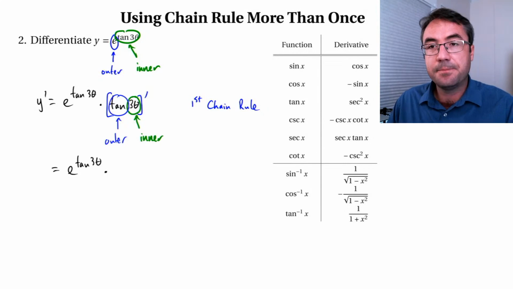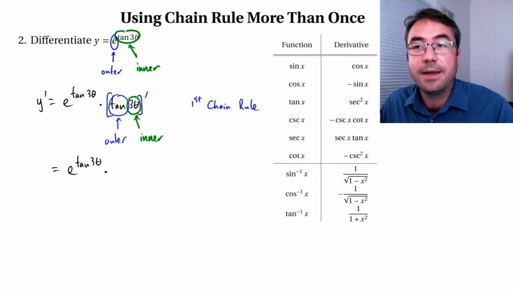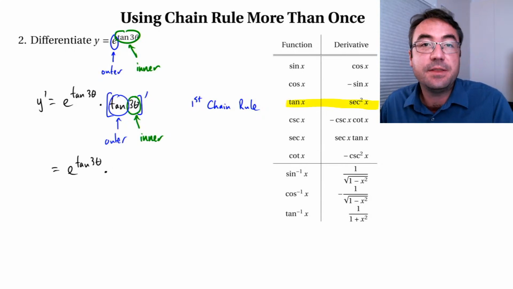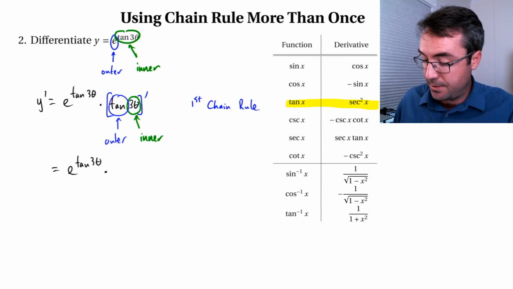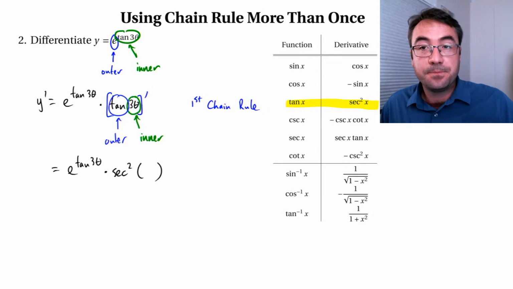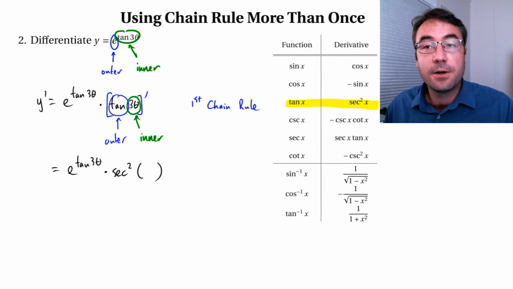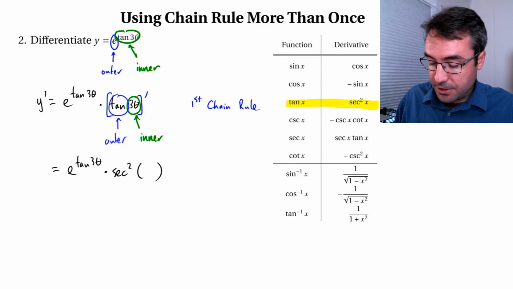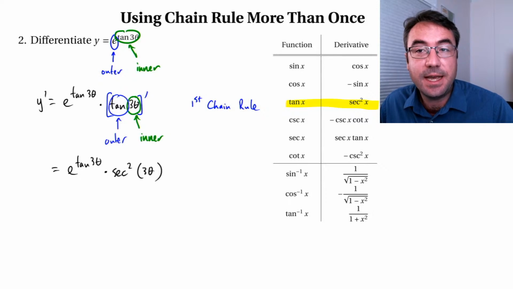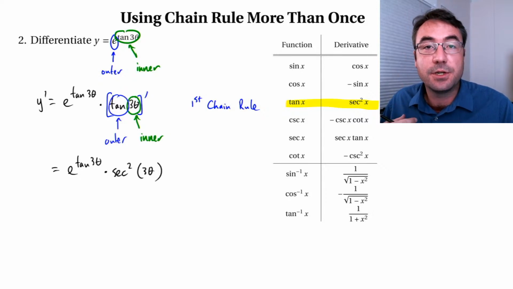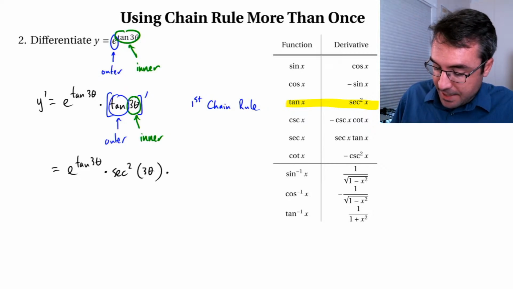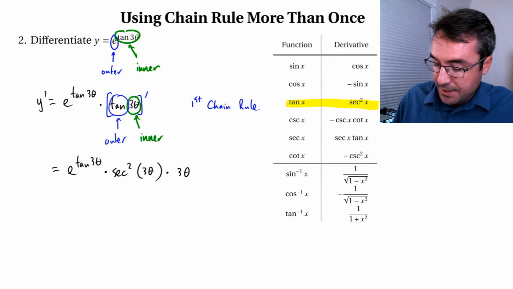Then we're going to multiply. And now we're applying the chain rule again. So what's the derivative of tangent? Go to our list, and we see that the derivative of tangent is secant squared. So we'll write this as secant squared, parentheses. And then inside our parentheses, we write down the exact same inner function. We keep that part the same. So we differentiate tan to get secant squared, and then we plug in our inner function 3 theta. All right, now we take that inner function and then we multiply by its derivative.